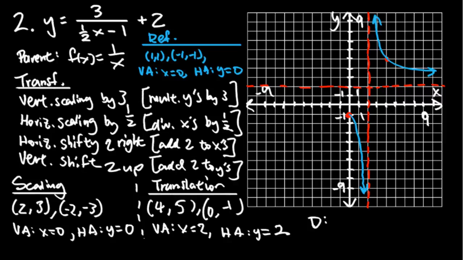So, domain. If we look at where the denominator is 0, 1/2 x minus 1 equals 0, if you just solve for x, you'll see that x equal to 2 is going to give us an undefined point. So this is also going to be the vertical asymptote. Hey, look, we already found it. So the domain would then be all x such that x is not equal to 2.